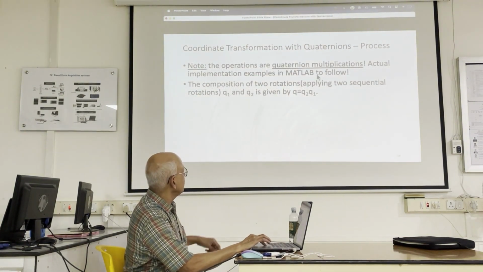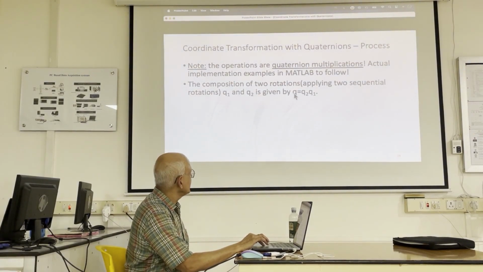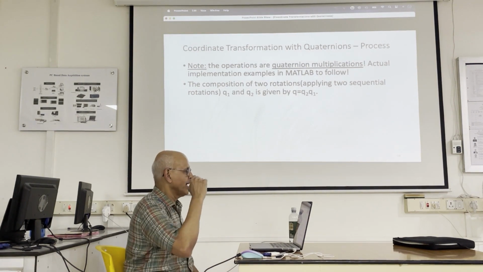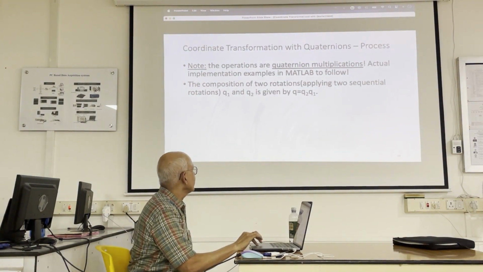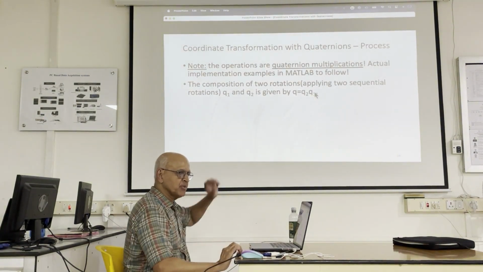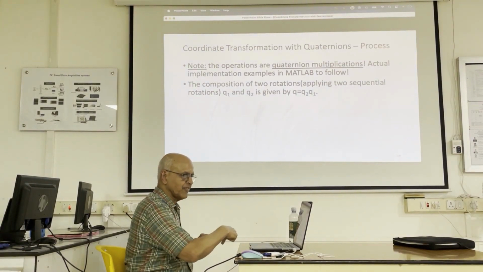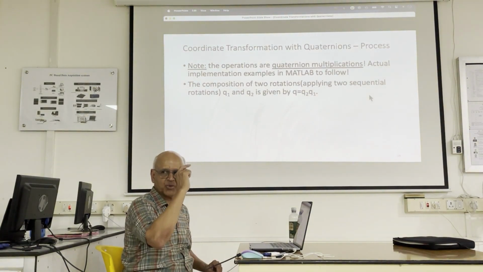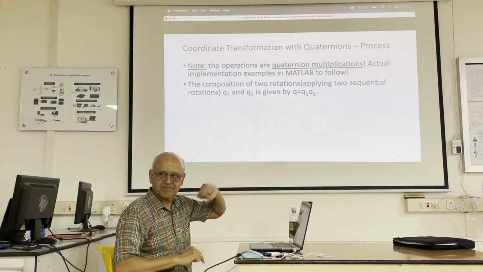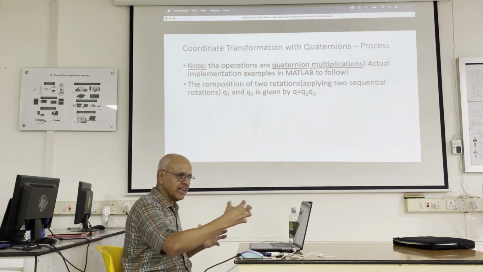And finally, before we go to the MATLAB program, what would this mean then? Suppose you create Q, where Q2 represents, let's say, camera frame to robot frame, and Q1 represents robot frame to world frame. You got it? So Q2 is camera frame to robot frame, and Q1 is robot frame to world frame. If you multiply them, then it represents camera frame to world frame. So you have to do it in pieces. There is a quaternion for each segment.